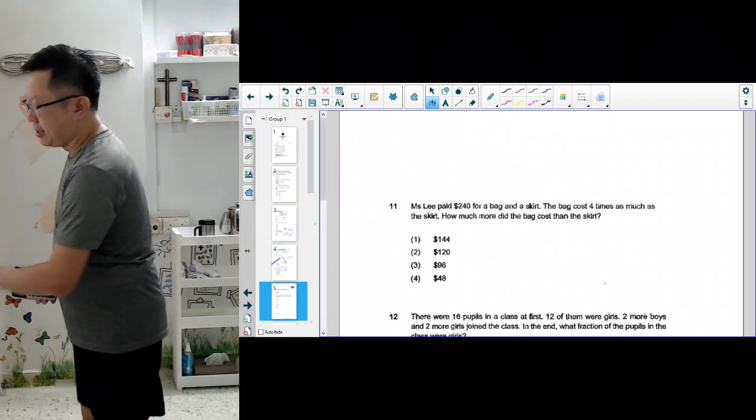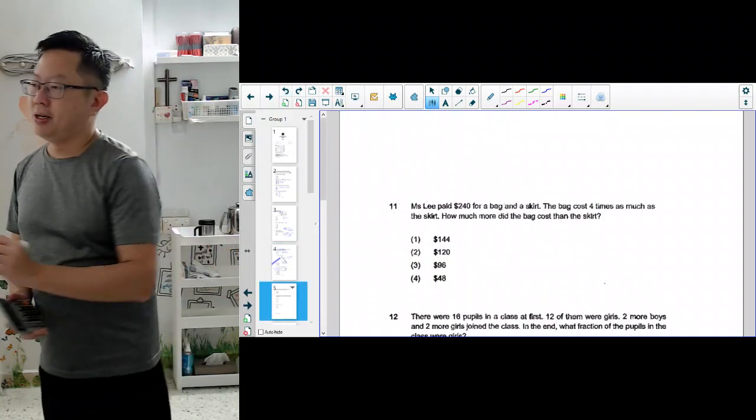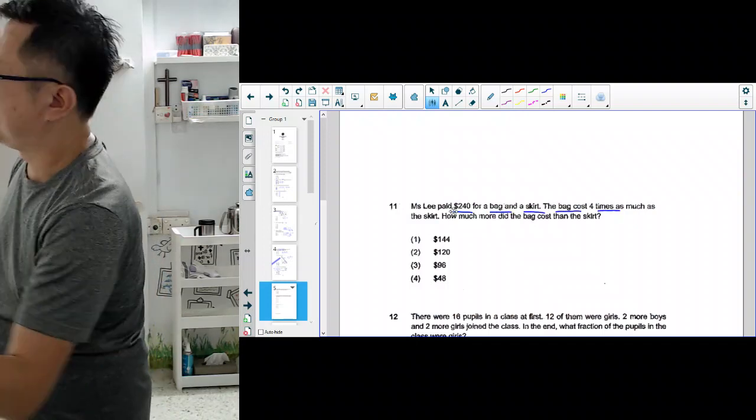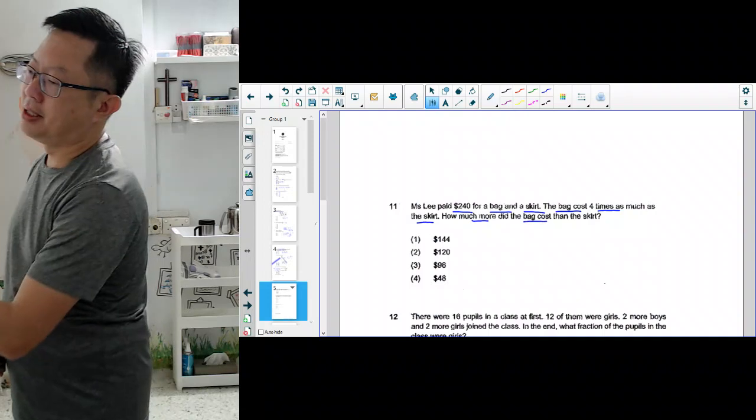Okay, let's go to 11. Now, Mrs. T paid $240 for a bag and a skirt. The bag cost 4 times as much as the skirt. So how much more did the bag cost than the skirt?